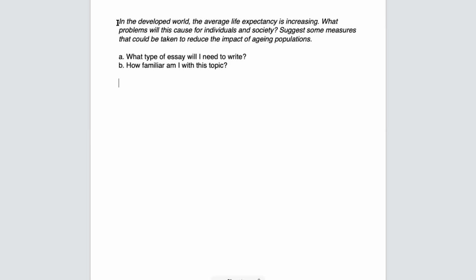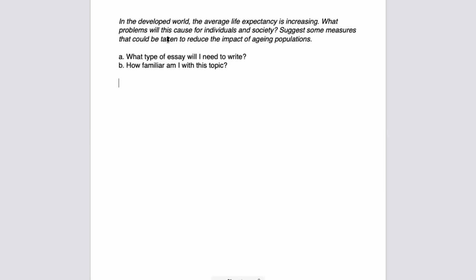Okay, so in the developed world, the average life expectancy is increasing. What problems will this cause for individuals and society? Suggest some measures that could be taken to reduce the impact of aging populations. All right, so that's our question. Let's read it again, and as we read it, I'm going to highlight the key words.